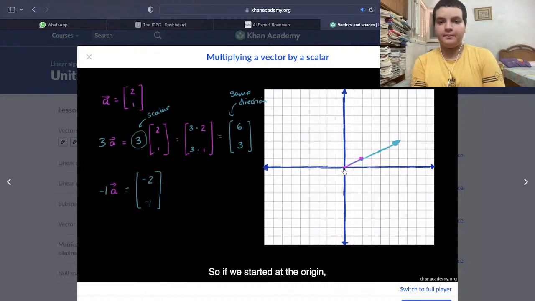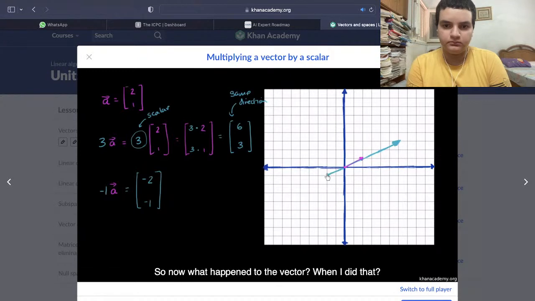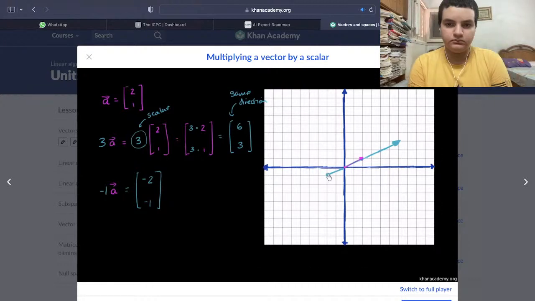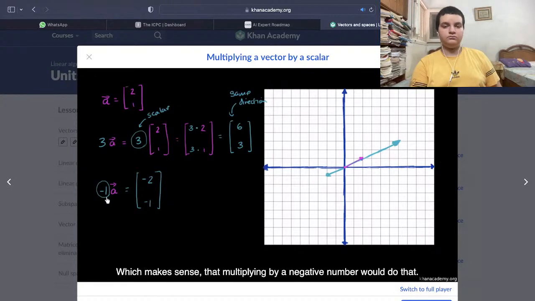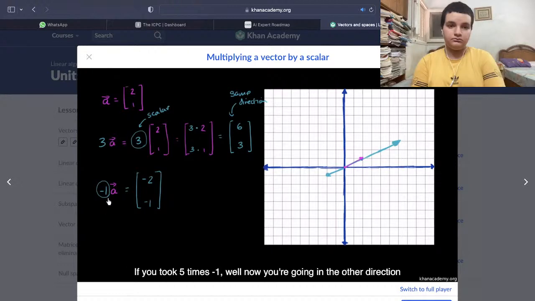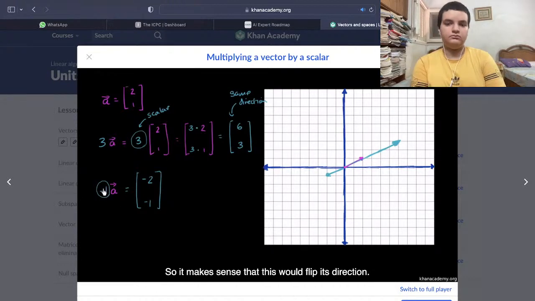So if we started at the origin, we would move in the horizontal direction -2 and in the vertical direction -1. Now what happened to the vector when I did that? Well, now it flipped its direction. Multiplying it by -1 flipped its direction. Its magnitude has not changed, but its direction is now exactly opposite, which makes sense that multiplying by a negative number would do that. In fact, when we dealt with the traditional number line, that's what happened. If you took 5 times -1, now you're going in the other direction. You're at -5, 5 to the left of 0. So it makes sense that this would flip its direction.